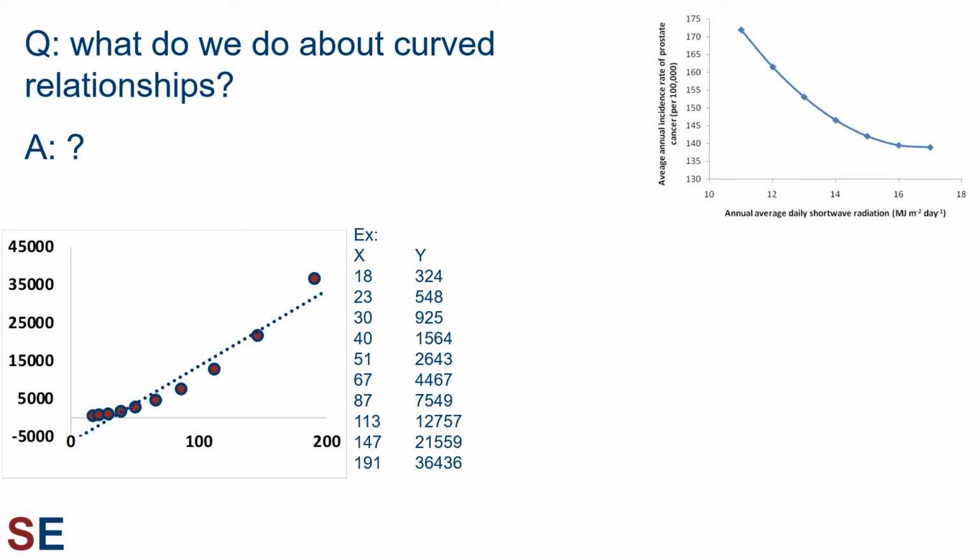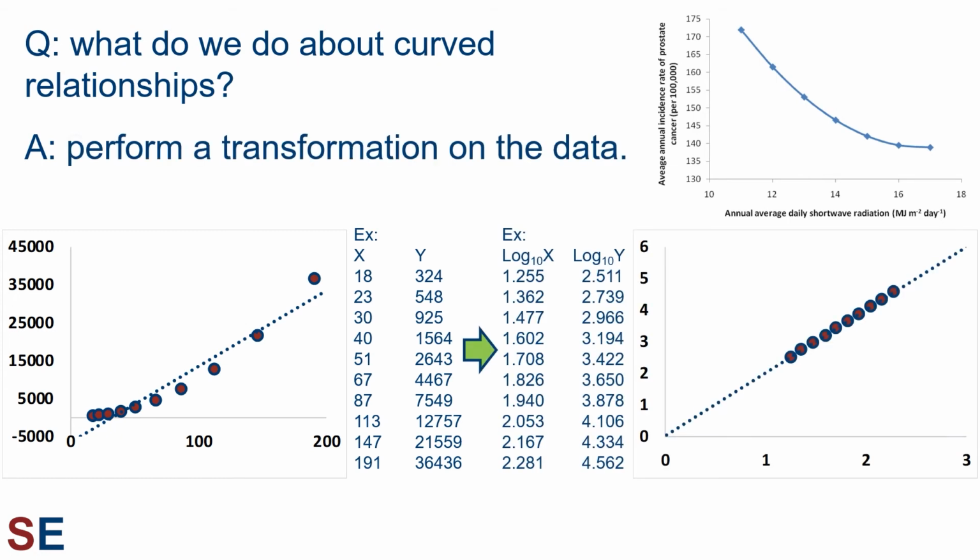Our first approach is usually to perform a transformation on the data to see if we can generate a linear pattern. For example, in the dataset shown of x and y values, they would exhibit this curved relationship, and a straight line would not do a very good job of modeling that relationship. But if we look at the log base 10 transform values of the data, we can see that now the pattern is extremely linear, and a straight line would be an appropriate way to model this pattern.